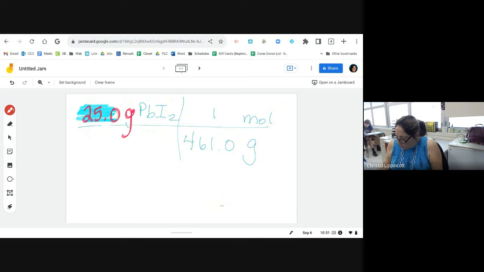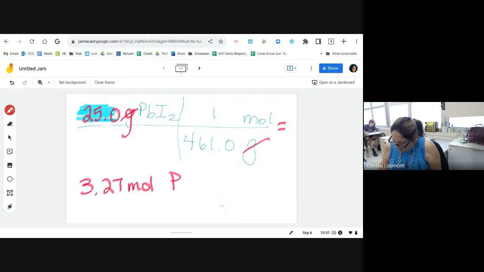Okay. So I do my math. I get my 3 sig figs. This is 3.27. And that's going to be what unit? Moles. It's not per gram because our grams would have canceled. This is just going to be straight up moles of PbI2.